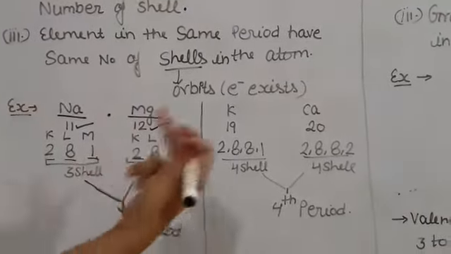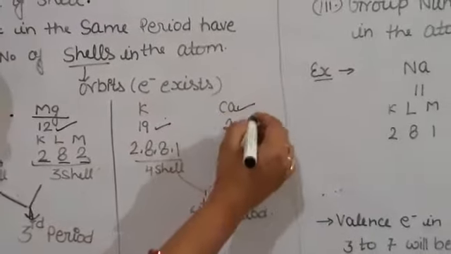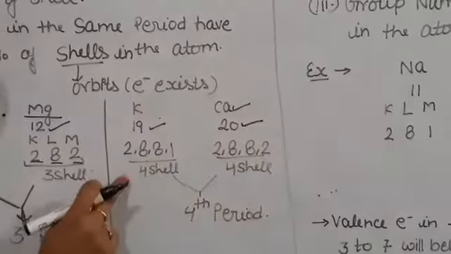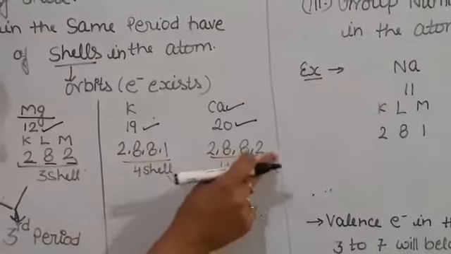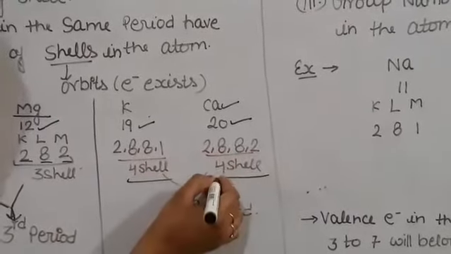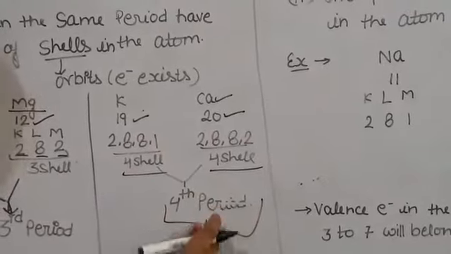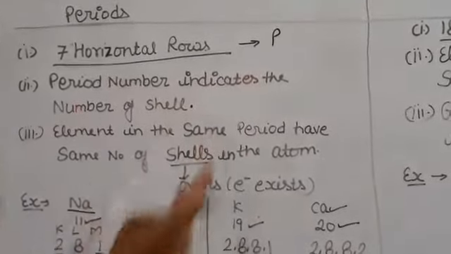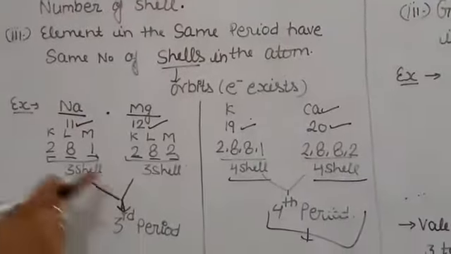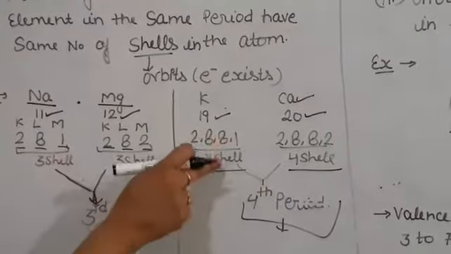Okay. Now consider another example. It is potassium, atomic number 19, and calcium, atomic number 20. If we distribute the electrons, it is 2, 8, 8, 1 and 2, 8, 8, 2. It means both of them contain 4 shells. It means both elements are present in the fourth period. So that's why we said period number indicates the number of shells. If it is the third period, then there are 3 shells. If it is the fourth period, it means there are 4 shells.